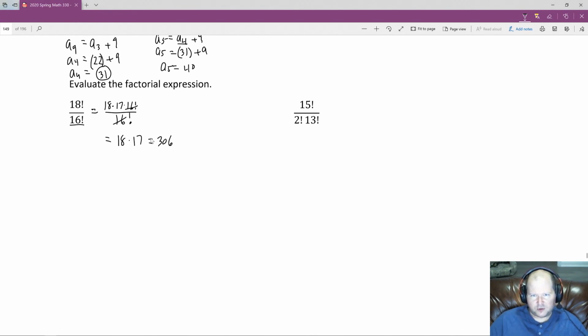Next one is 15 factorial over 2 factorial times 13 factorial. So we're going to break the 15 down until it matches the 13 factorial in the bottom. So we have 15 times 14 times 13 factorial all over 2 factorial times 13 factorial. Now the 13 factorials cancel out, and that leaves me 15 times 14. And we're going to put that over 2 factorial, which is really 2 times 1. We can even cancel this 2 out with the 14 and get a 7, and that gives me 15 times 7, which is 105.